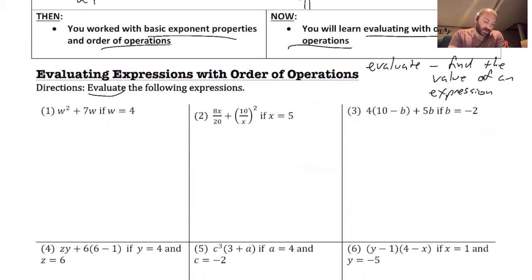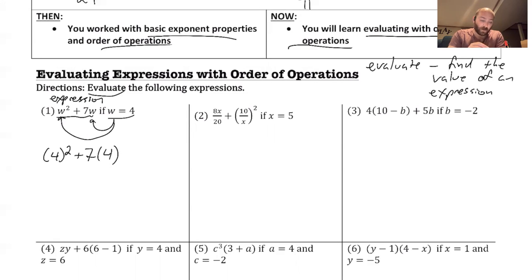And what I mean by that is in this scenario, we have the expression right here. Here's my expression: w squared plus 7w. Well, what if w equals 4? Okay, so the first thing we're going to do is substitute. We're going to take w equals 4 and plug it in to both of those w's. So that means we're going to end up with 4 squared plus 7 times 4.